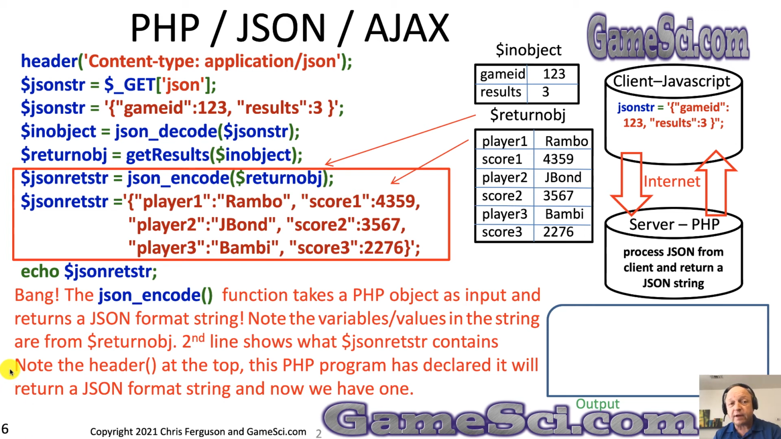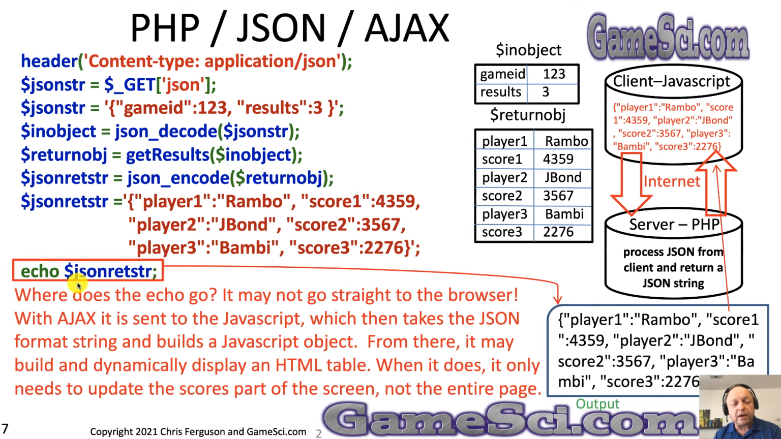Note the header at the top of the code. This PHP program has declared it will return a JSON format string to the browser, and now we have one. See up here, I said I will return you a JSON string, and we now have a JSON string suitable for return to the browser. Echo the JSON return string. Send it back to the caller.